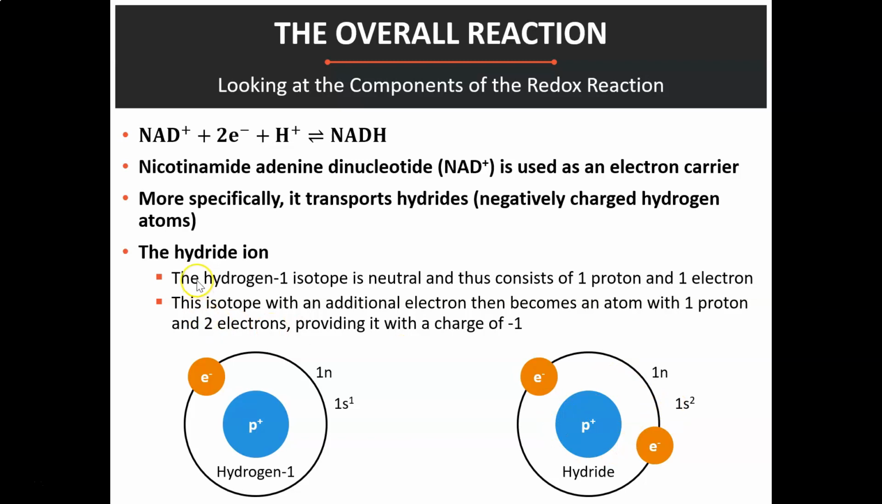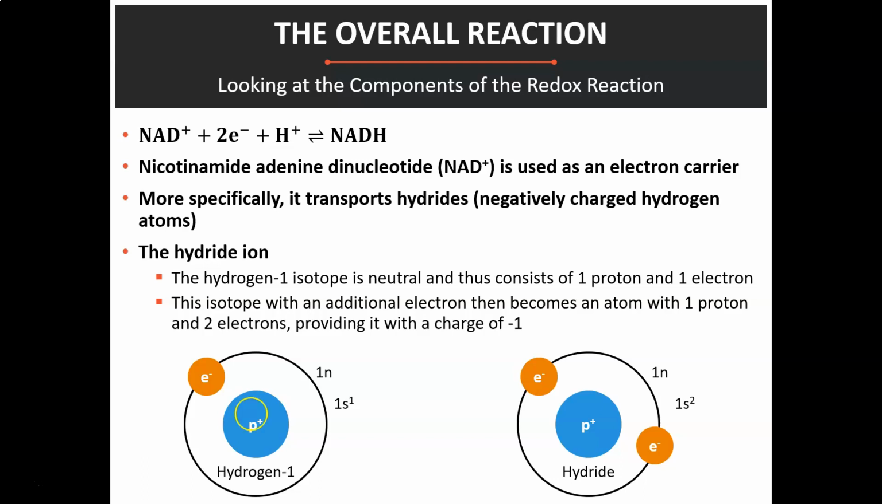If we look at this in more detail, the hydrogen 1 isotope, also known as protium, meaning it has an atomic mass of 1, is neutral and therefore consists of 1 proton and 1 electron, but no neutrons. This is an important distinction, as any other hydrogen isotope, such as hydrogen 2, which is also known as deuterium, would have 1 or more neutrons in the nucleus in addition to the 1 proton and 1 electron, and therefore would not be the hydrogen seen here.